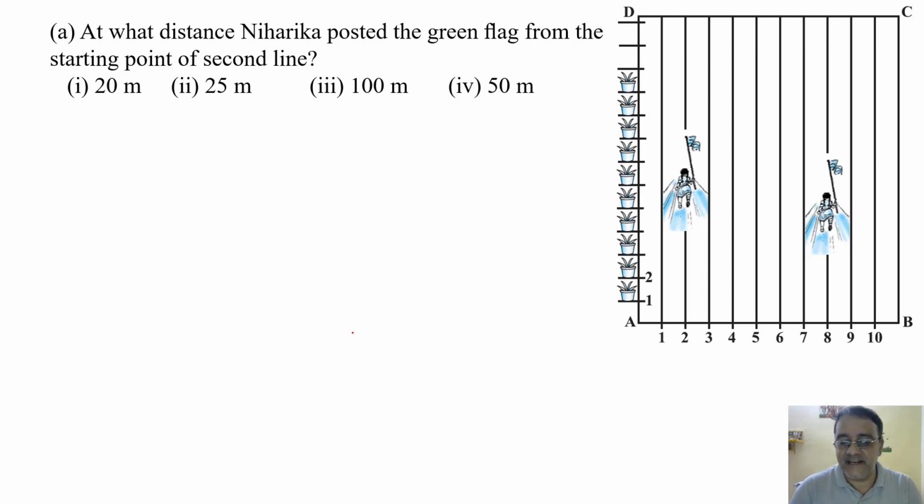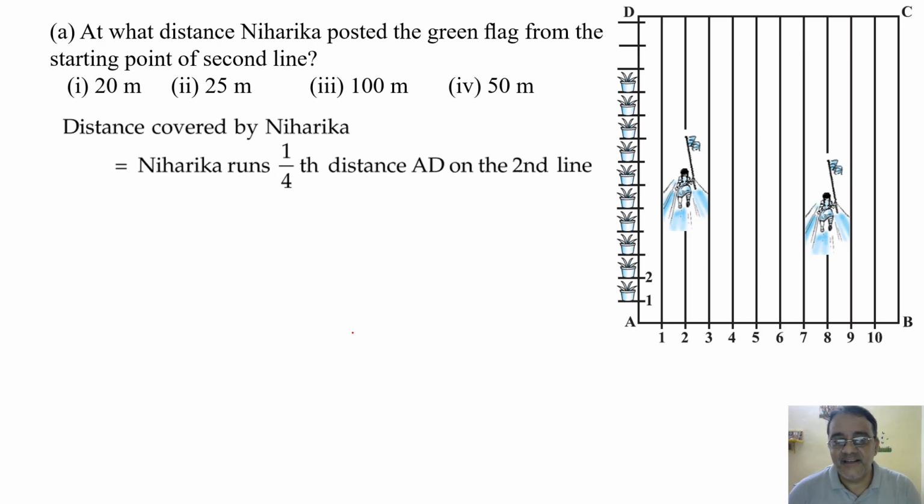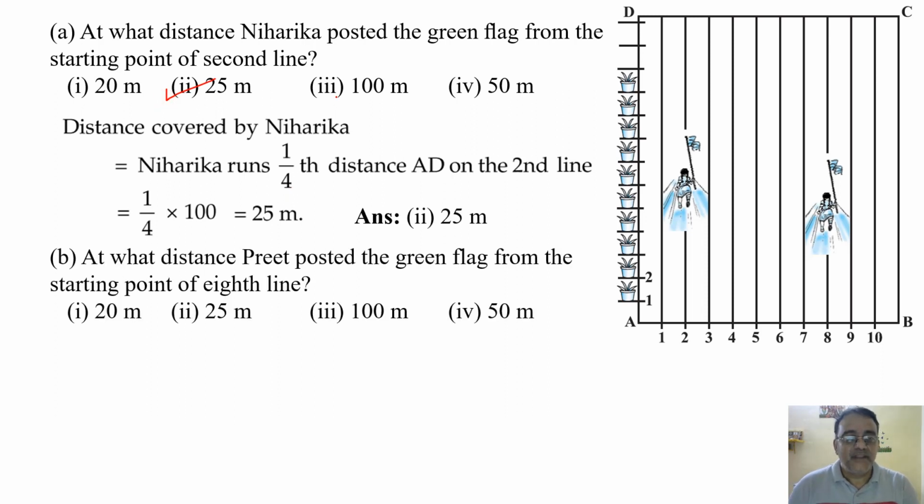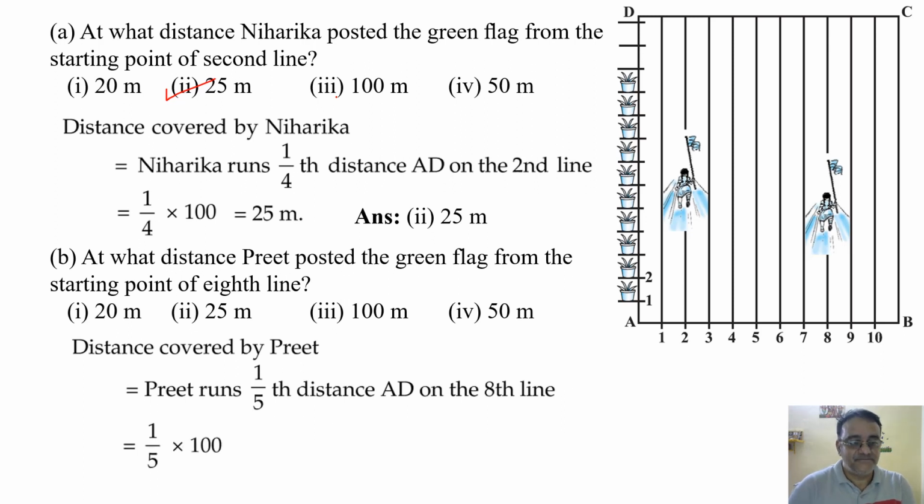Now AD is 100 meter. Okay, so 1/4 of 100 is 25. So the correct option is the second one. And the next question: at what distance did Preet post the green flag from the starting point of the 8th line? So Preet covers 1/5 of the distance AD. So 1/5 of 100 is 20 meter. 20 meter, right? So the correct option is the first one.